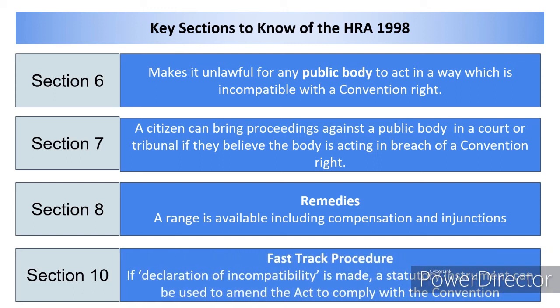And then Section 10 lays down the fast track procedure, and this relates to Section 4. So if a court has used Section 4 to make a declaration of incompatibility on an Act of Parliament, the Act doesn't have to go back to Parliament to be amended. It can be amended quickly through a statutory instrument. So clearly that means that it doesn't disrupt parliamentary business.